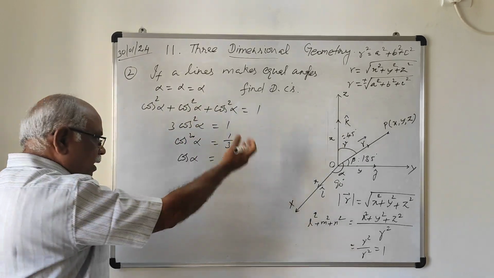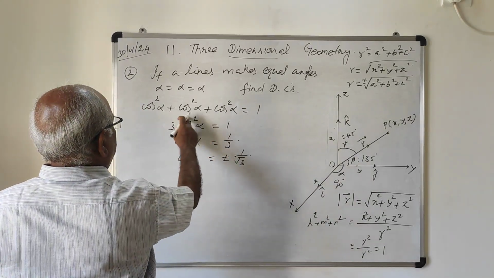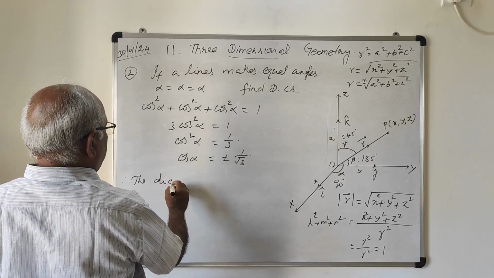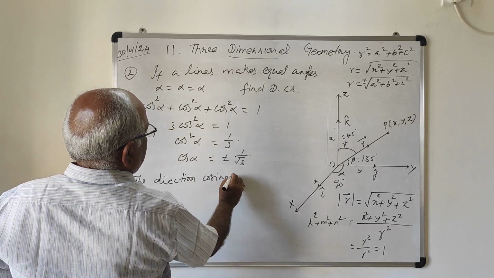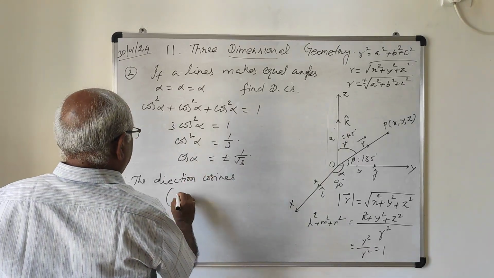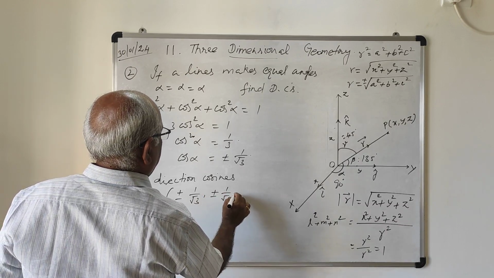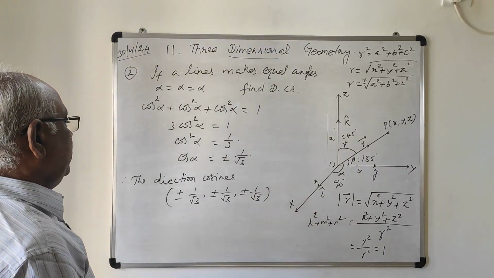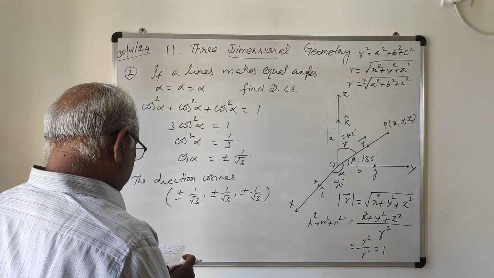Since all the angles are equal and cos alpha is plus or minus 1 by root 3, the other direction cosines are also plus or minus 1 by root 3. Therefore, the direction cosines of the line that makes equal angles with the coordinate axes are plus or minus 1 by root 3, plus or minus 1 by root 3, and plus or minus 1 by root 3. Because all the three angles are equal. Okay, one more problem.